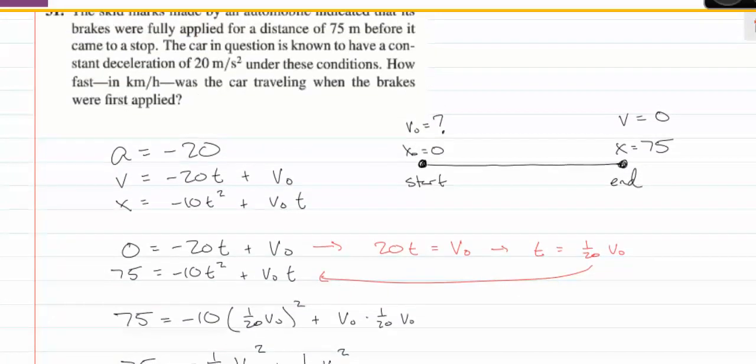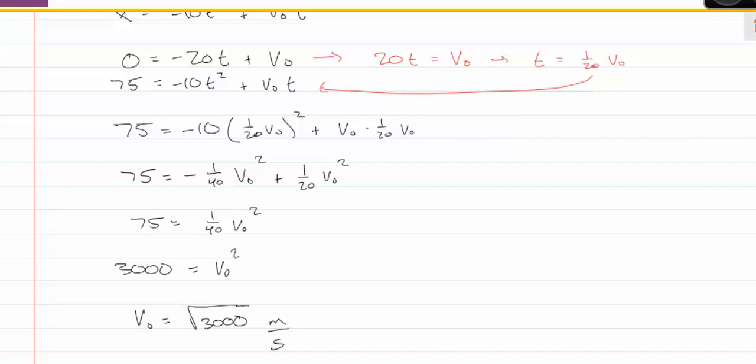And we were told to put it in kilometers per hour, so just a little bit of unit conversion here. There's 1 kilometer in 1,000 meters, and there are 3,600 seconds in 1 hour. Okay, so if I do the square root of 3,000 times 3,600 divided by 1,000, I get approximately 197 kilometers per hour.